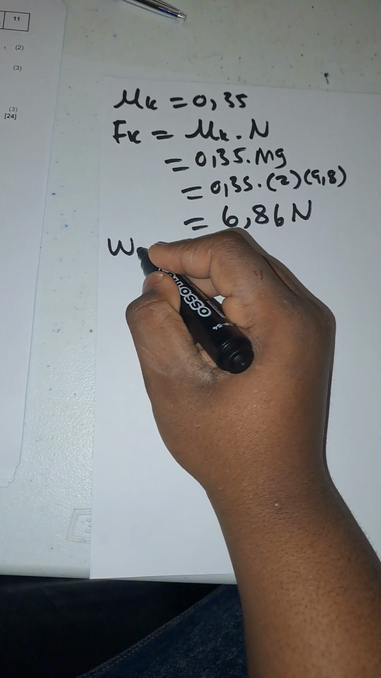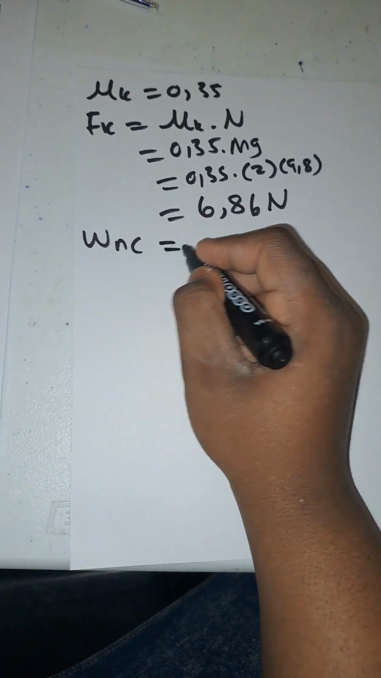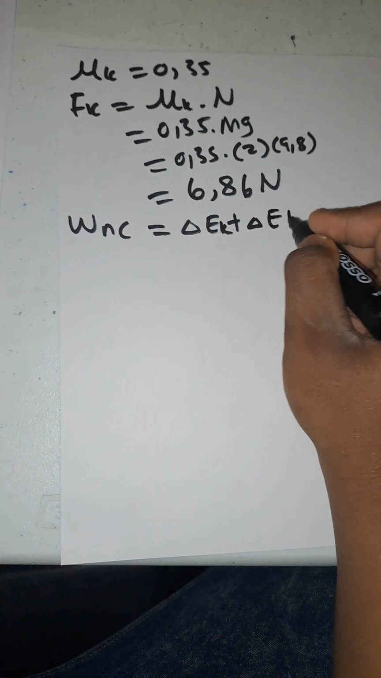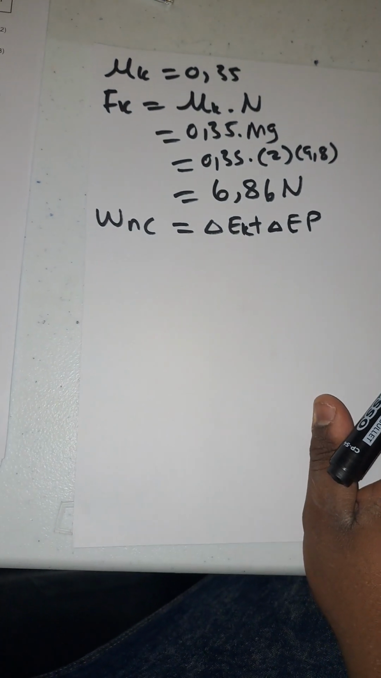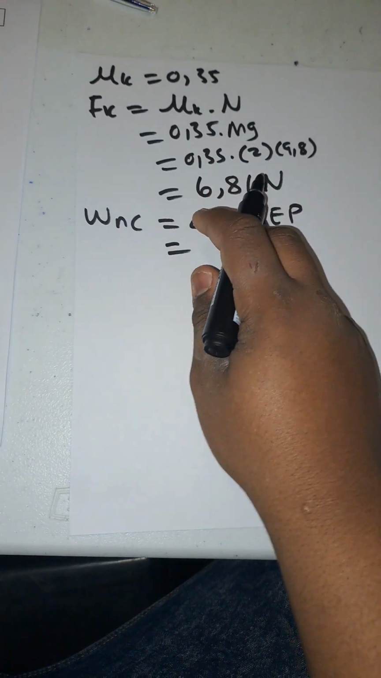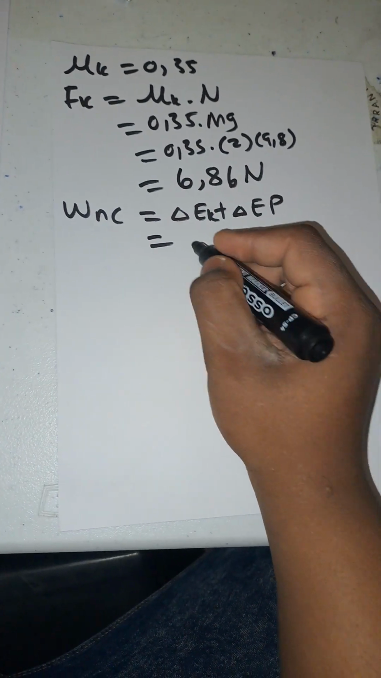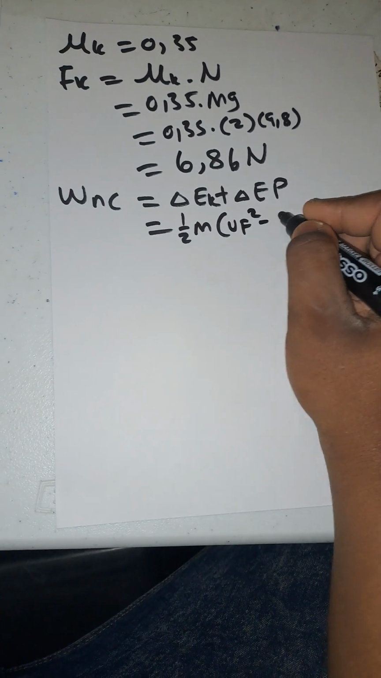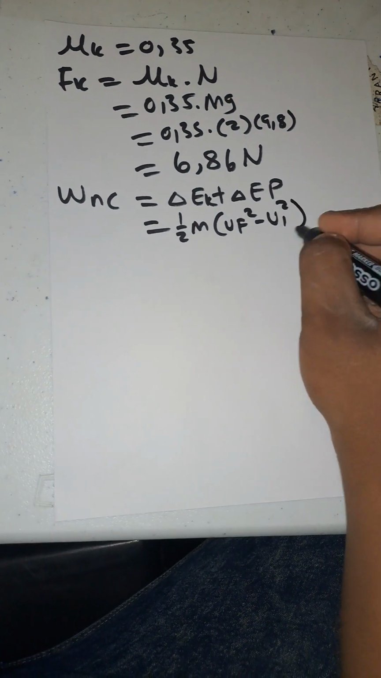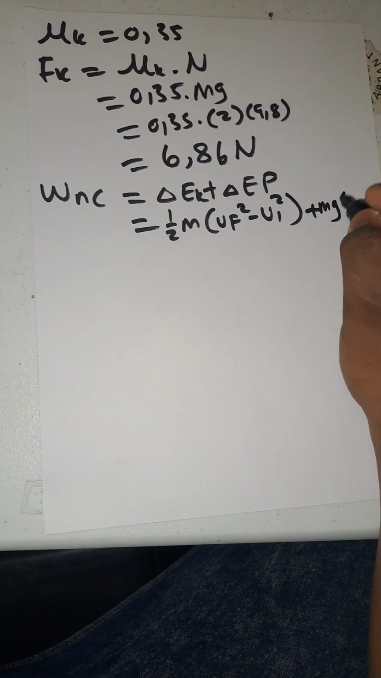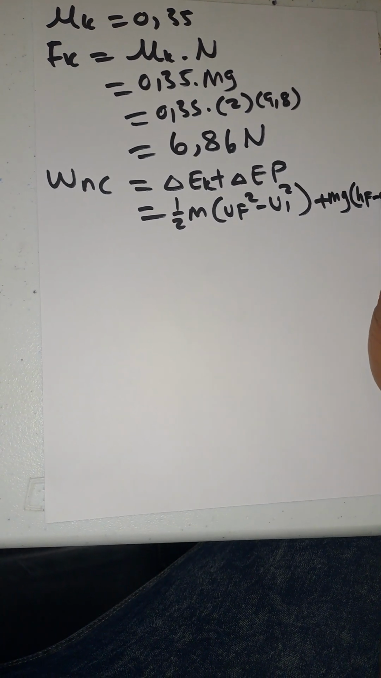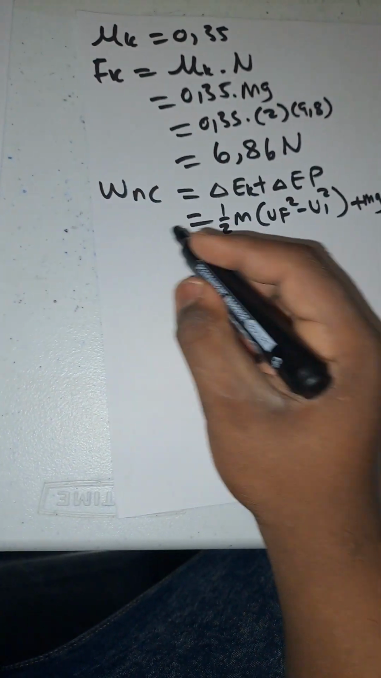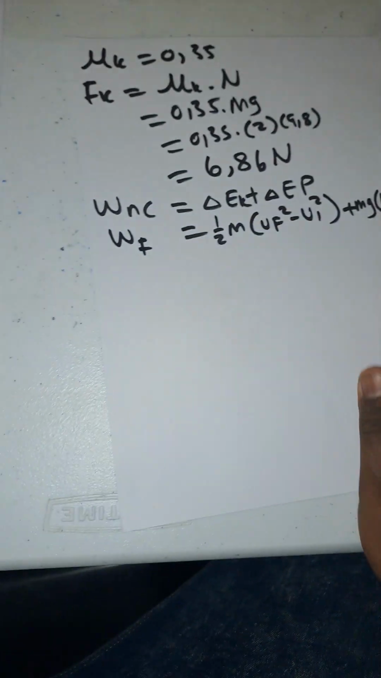So I can say work done by non-conservative force is equal to change in EK plus change in EP. I told you that you can simplify it on your own. So Lana, what do I have? 1/2 m (VF² − VI²) plus mg(HF − HI). Under the work done by non-conservative force, I'm allowed to say work done by friction there.